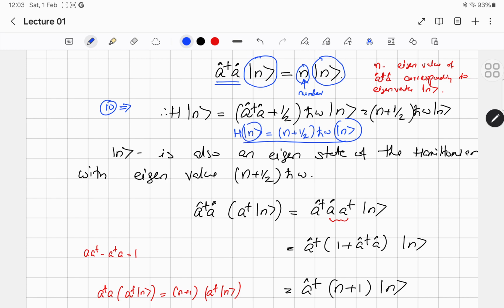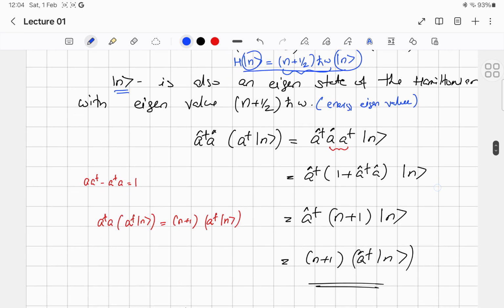And what is the final result? The state becomes some factor multiplied by the state, and this factor, n plus half h cross omega, I can call the eigenvalue, or more correctly the energy eigenvalue. So this shows ket n is also an eigenstate of the Hamiltonian with eigenvalue n plus half h cross omega. We call it the energy eigenvalue since it is the eigenvalue of the Hamiltonian operator, which corresponds to energy. That is the physical meaning of the state n. State n will contain n plus half h cross omega of energy.